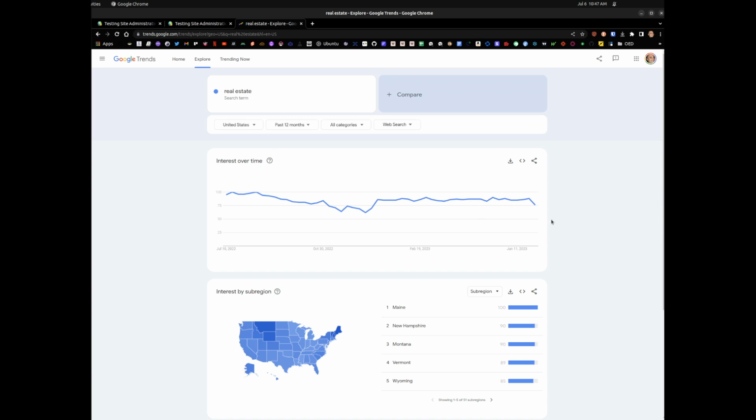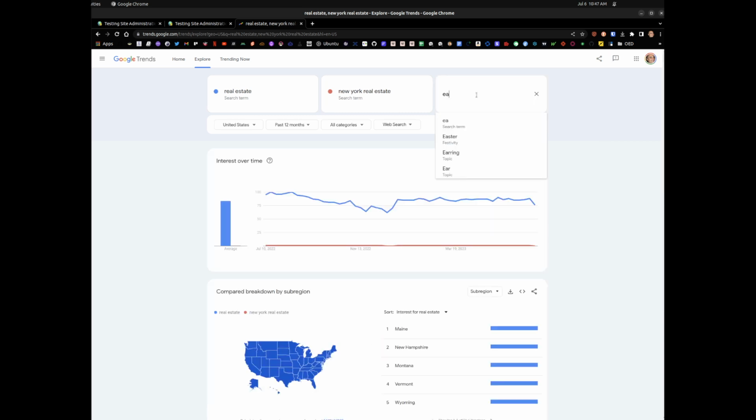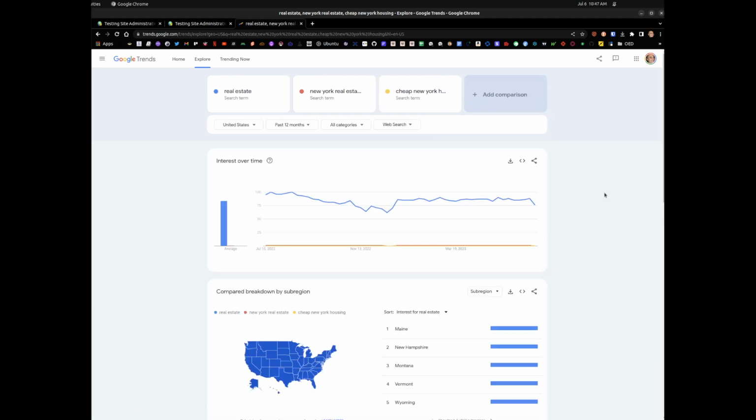This decision making could be creating better posts or blogs, ideas for blogs about an upcoming trend. For example, real estate, New York real estate. I don't know, or cheap New York housing. I don't know. I'm just making up stuff here.